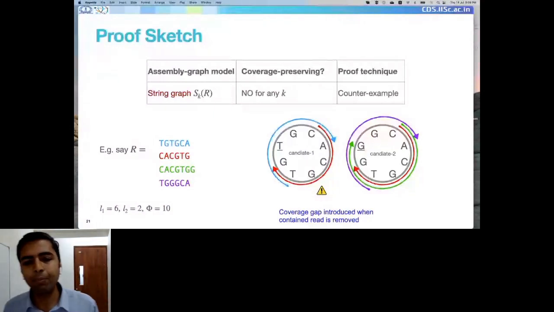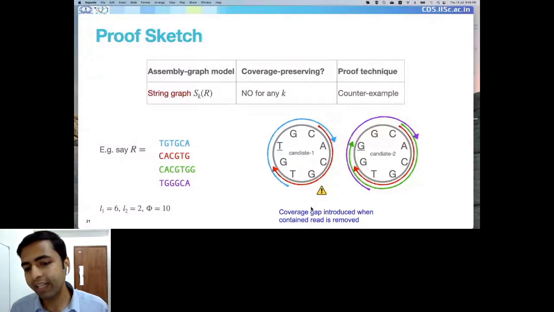So this example clearly shows that a coverage gap is introduced when a contained read is removed. And despite having sufficient coverage over the genomes, we still don't have a guarantee that there will be walks that spell these genome assemblies.